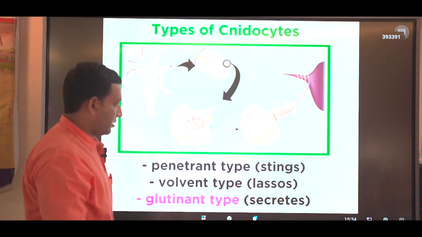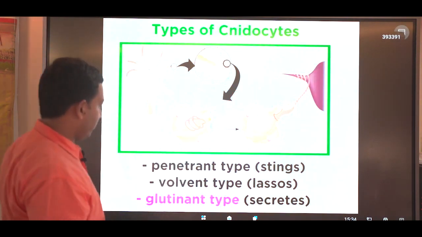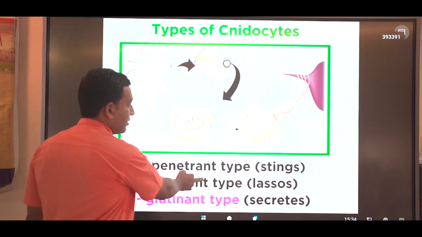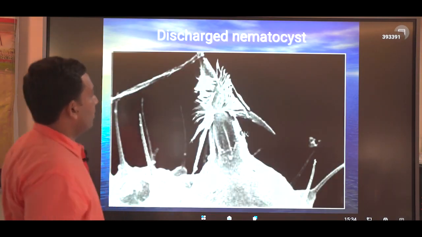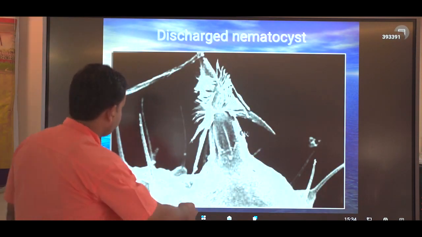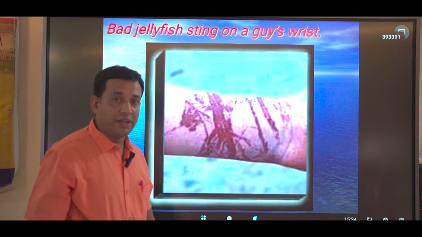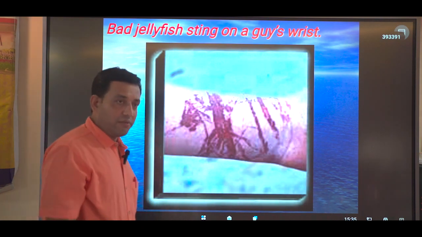The stinging cells are of different types: penetrant type, volvent type, glutinant type. So varieties are there. This is an electron micrograph view of the stinging cell. Here you can see the injury imparted by the tentacles of a jellyfish.